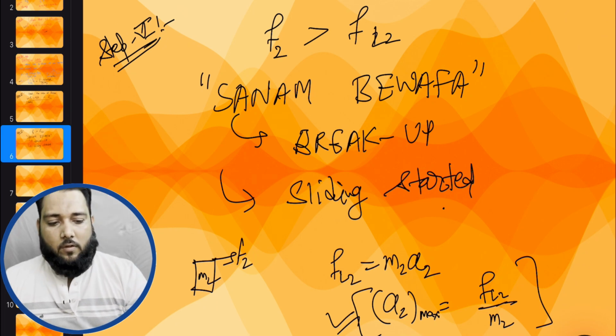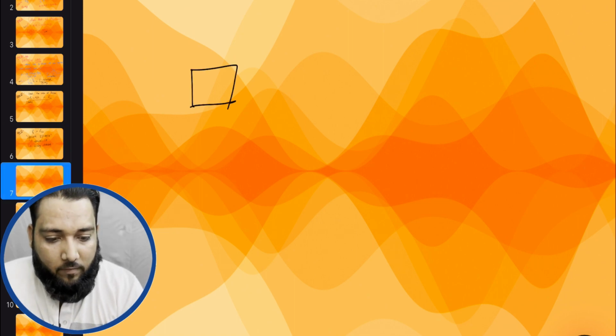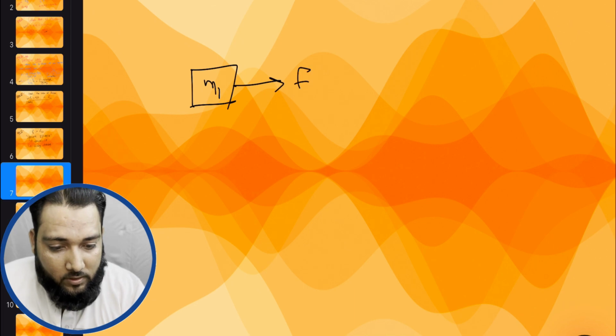Any confusion up to here? For A2 we have calculated. Now A1 is again very easy. For the M1 block, now everybody, this is very important. Okay, so this is the M1 block.